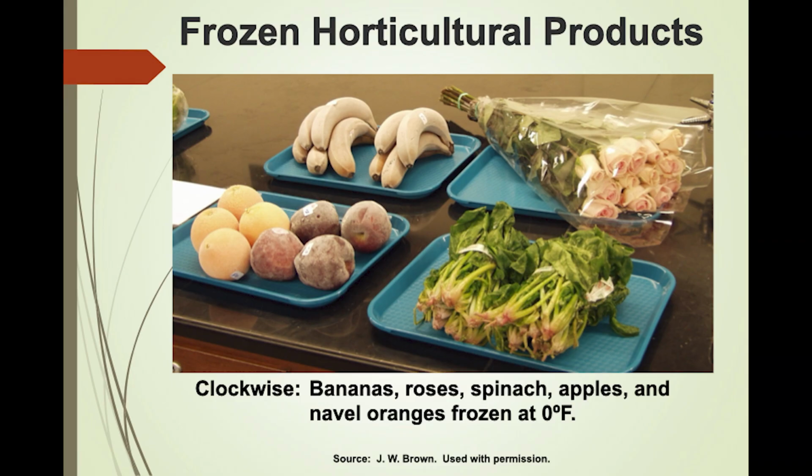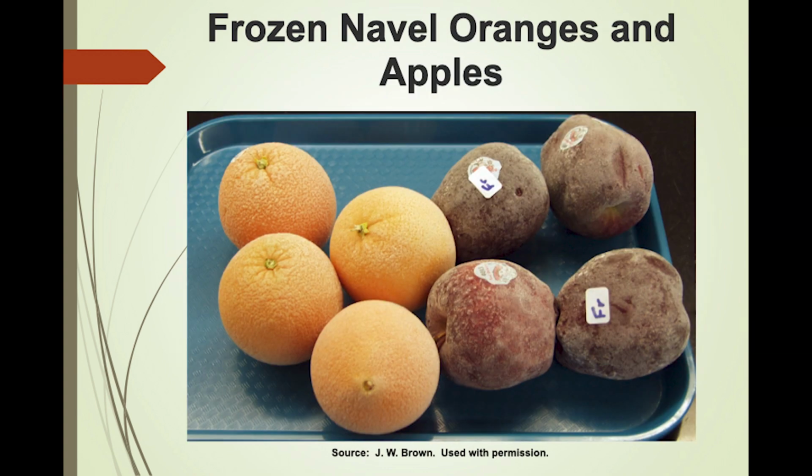Here's a photo of some frozen horticultural products. You can see we have bananas, roses, spinach, apples, and navel oranges. They were all frozen at 0 degrees Fahrenheit. In this photo, we see frozen oranges on the left and frozen apples on the right. They're still frozen, so they are rock hard.